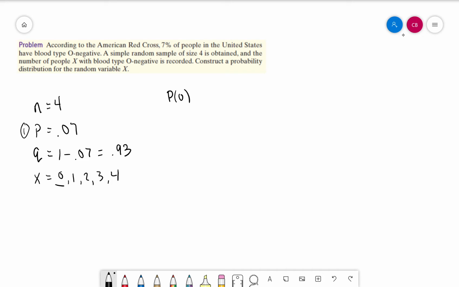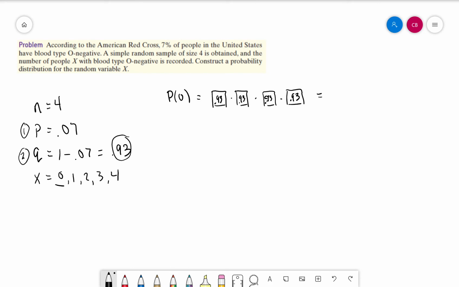We know the probability they don't then is 93%, because that would make 100% of the population. So if we want to figure this out, we're going to choose 4 people and put them in boxes. Person 1 cannot have O negative blood because we want 0 of them to have O negative, so that would fall into this category. So this person's 0.93. Person 2, same thing. Person 3, same thing. And person 4, 0.93.